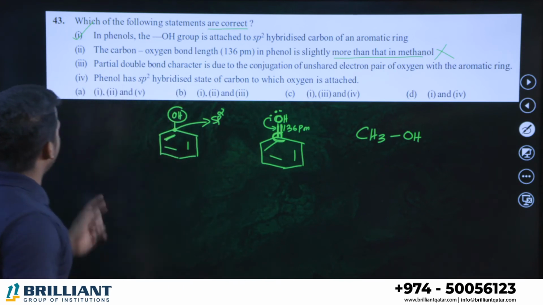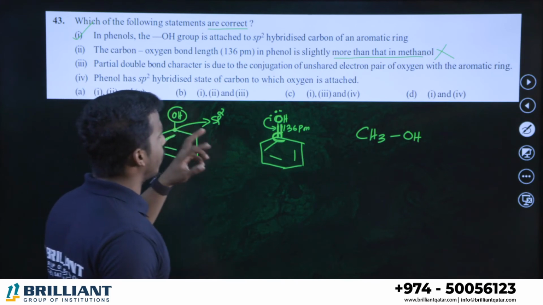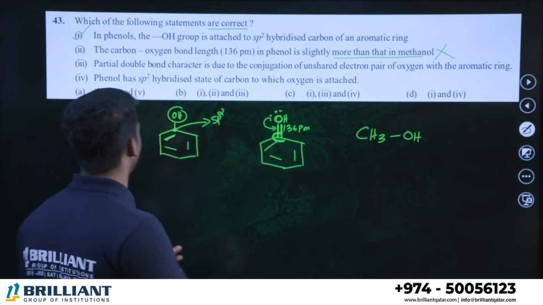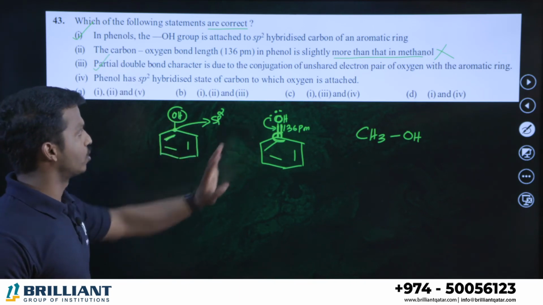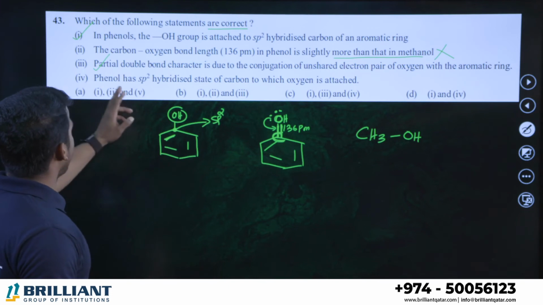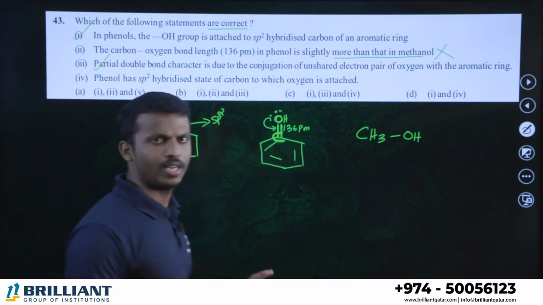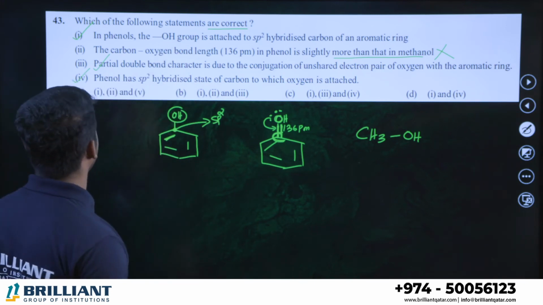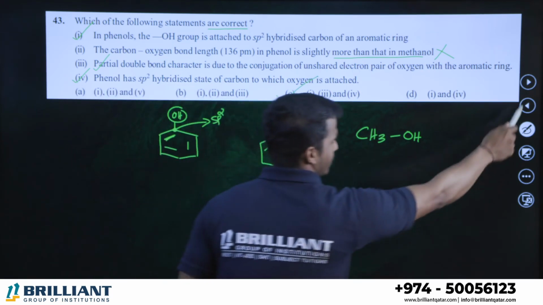Option 3. Partial double bond character is due to the conjugation of the unshared pair of electrons on the oxygen atom in the aromatic ring. Yes or no? Yes. In phenol, the double bond is formed by the resonance structure, conjugation. Phenol has sp2 hybridized state of carbon to which oxygen is attached. Same definition like the first one. That's also correct. So which are the correct statements? 1, 3, 4. Option C is the answer.